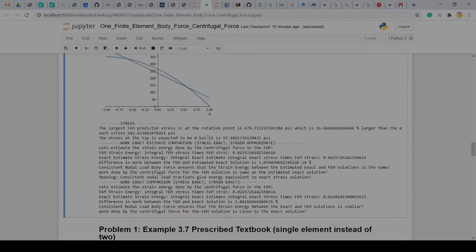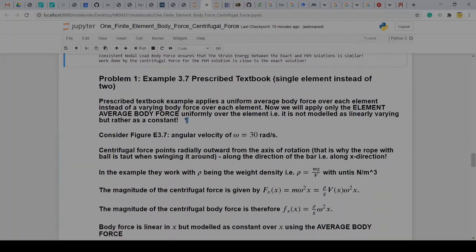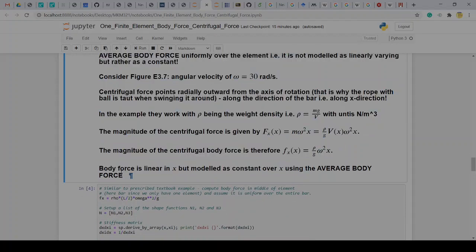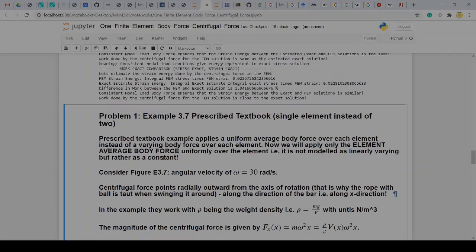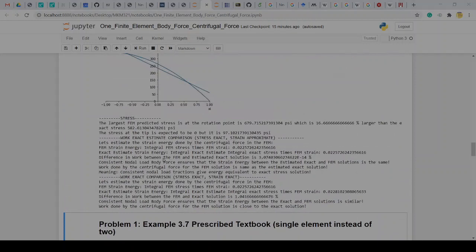Now I'm going to repeat exactly the same problem. The only difference is, maybe before I do that, let me stop the video here so that I've completed the first example.